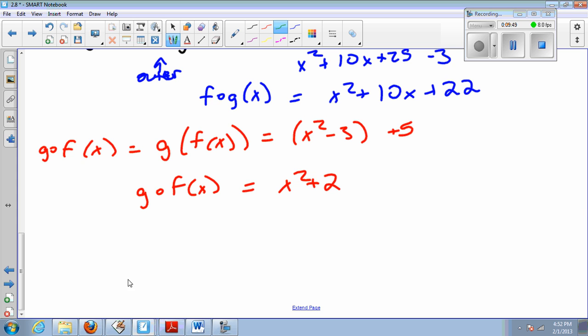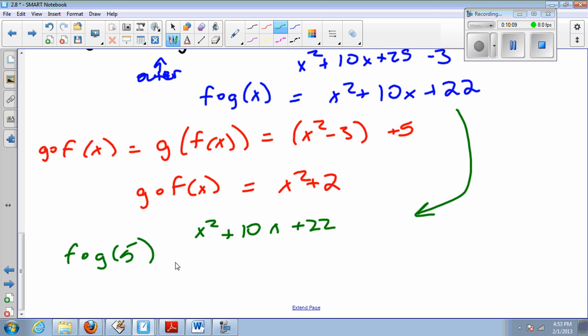We are now being told to find f of g of 5. And we already found f of g of x. So wherever we see an x, we're now plugging in a 5. 5 squared plus 10 times 5 plus 22. This goes to 25 plus 50, that's 75, plus 22 gives us 97.